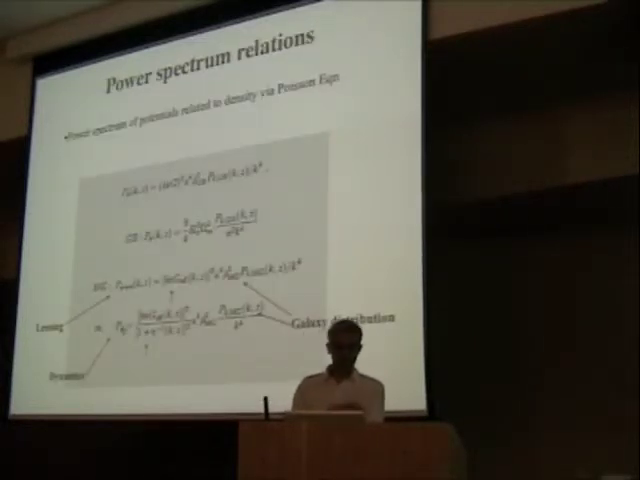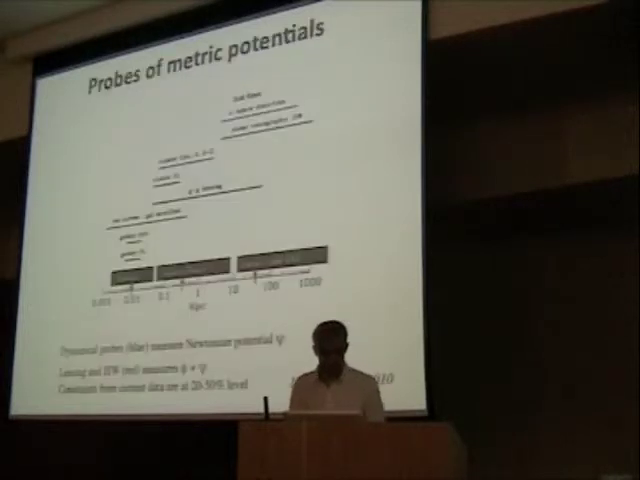You can write down power spectra just to explicitly show how you'd relate observables to theory. There's a power spectrum of lensing and dynamics with these modified gravity parameters that I don't want to dwell on.